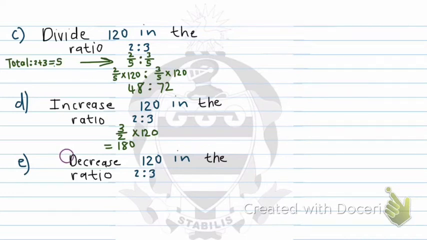Now they ask us to decrease 120. If I decrease something, it gets less. Now we do not add the parts here. Because we want to decrease, I look at the smallest part here, and the smallest part will be my numerator, the one on top. So I say 2/3 of 120. Of means I should multiply, and that, if you work it out with your calculator, gives me an answer of 80. And yes, it did decrease from 120 to 80.